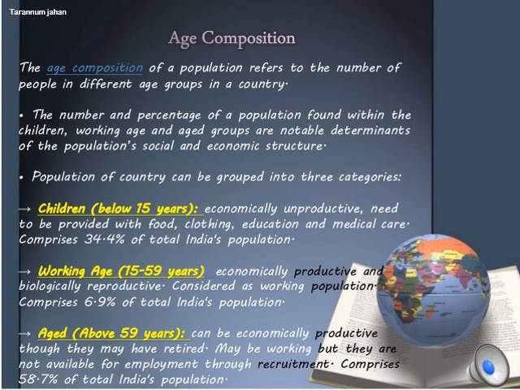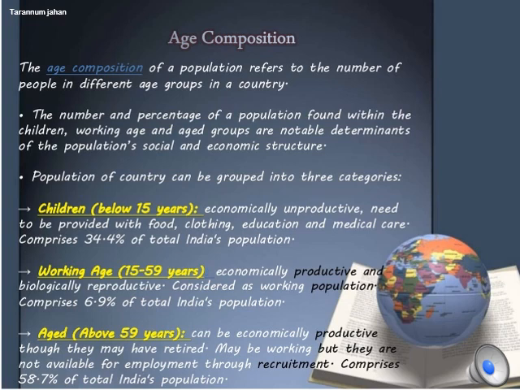Why are we saying unproductive? Because they are not providing us anything. They are not increasing any GDP. They are not working in any factory. They are not increasing the income. So they are unproductive to the country, and they are not improving anything. In return, we have to feed them with food, clothing, education, and medical care. So that is the reason why they are termed as unproductive.